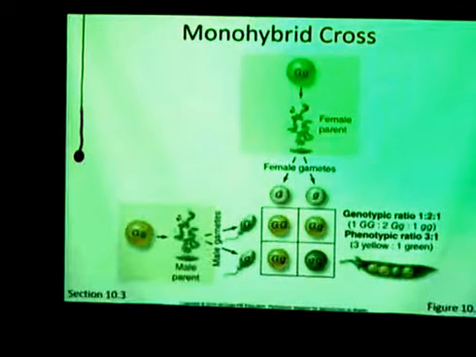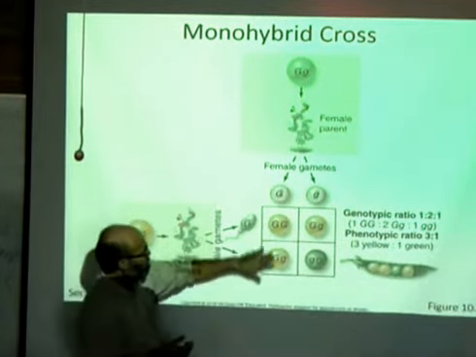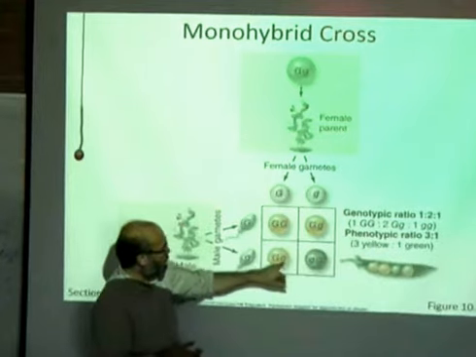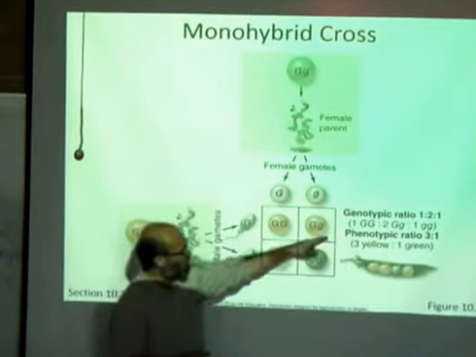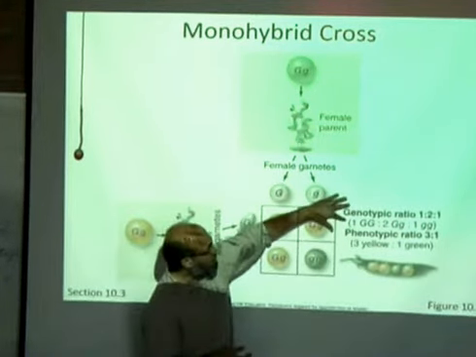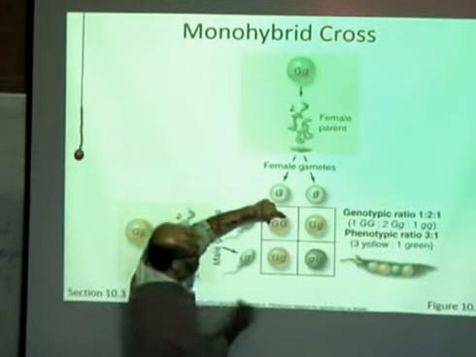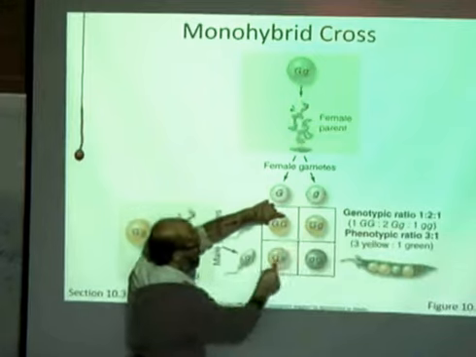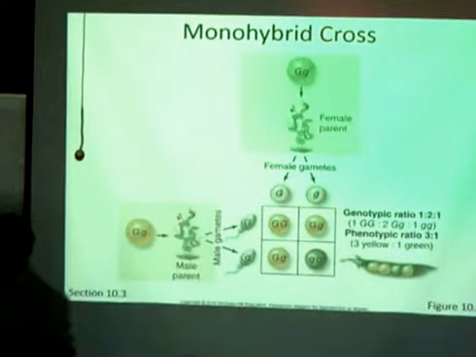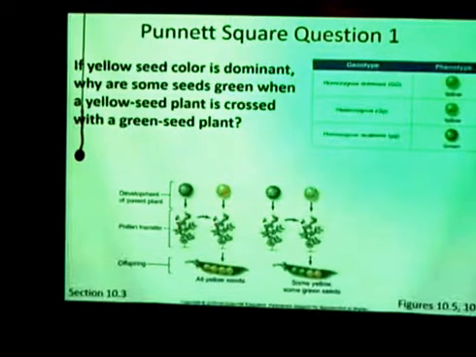This is a monohybrid cross. The result is the offspring produced by crossing 2 parents that are heterozygous. There will be a 3:1 ratio, which is the phenotypic ratio. It's 3:1 because there are 3 yellow and only 1 green. The genotypic ratio will be 1 homozygous dominant, 1 homozygous recessive, and these 2 are heterozygous. So that will be a 1:2:1 ratio, because there are 4 probabilities.